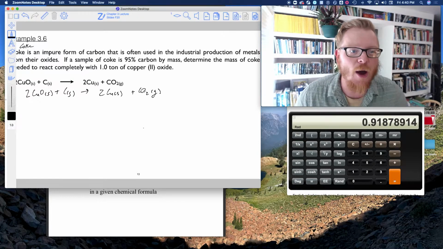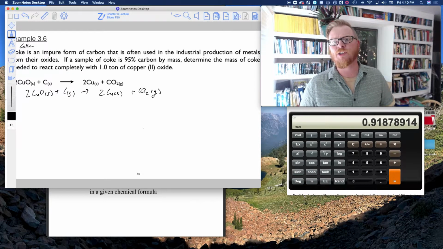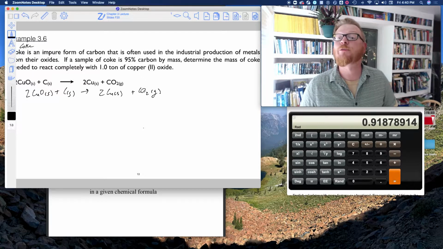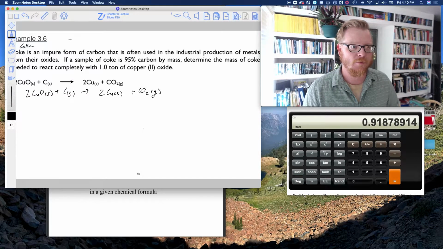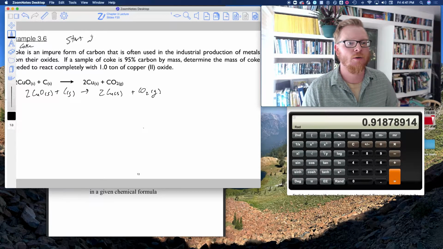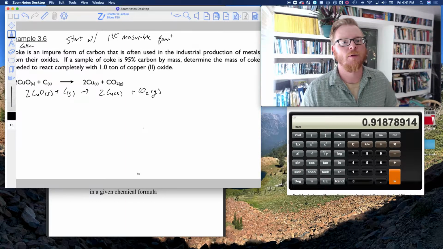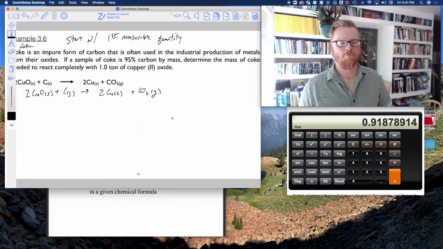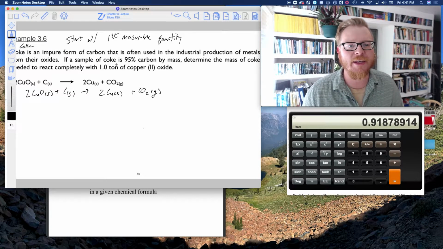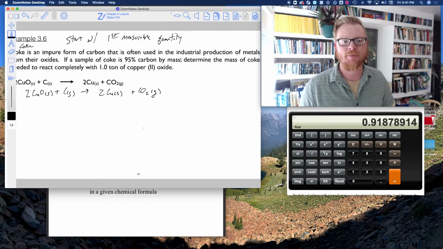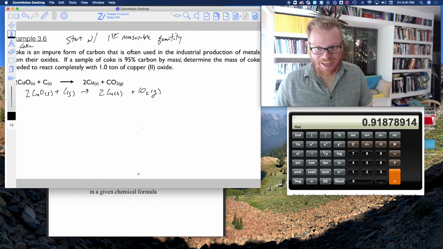Now I know you're also thinking, well, Chris just told us to start with the first number we're given, and we have 2 numbers. Let's refine that rule. Start with the first measurable quantity you are given. So when you say coke is 95% carbon by mass, that's just telling us what coke is.